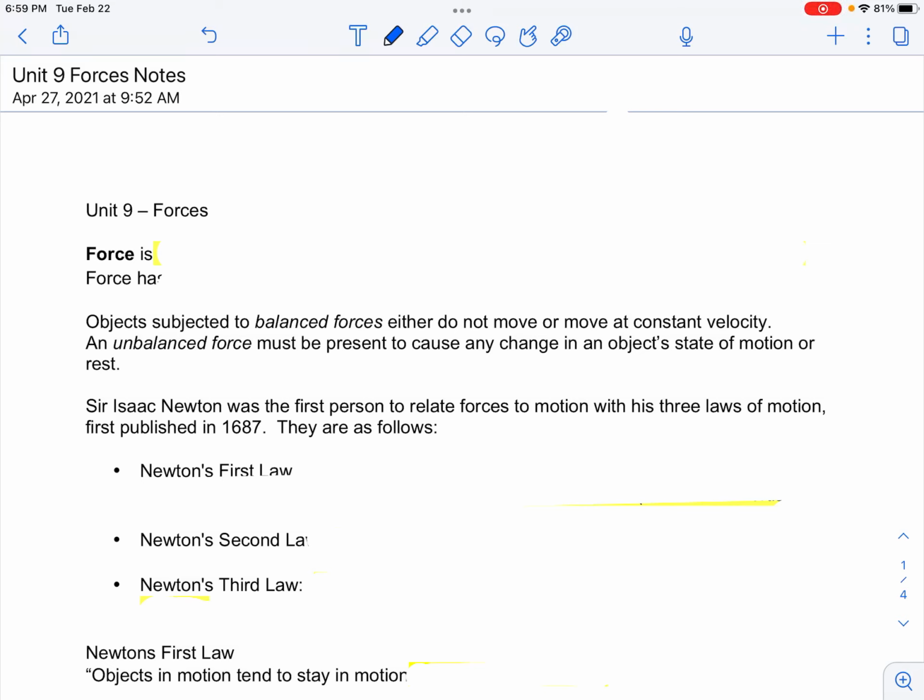Hi, and welcome to Unit 8. It says 9, that's crazy talk. Unit 8 is forces, which is the natural extension of motion.